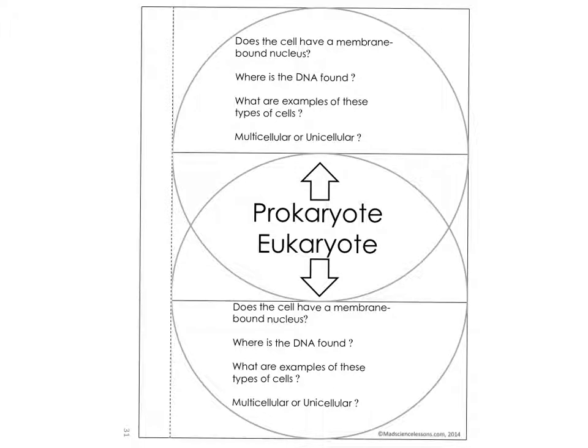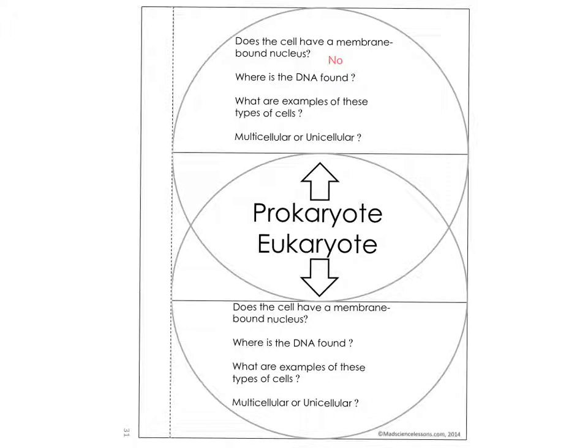Finally, let's answer some questions about prokaryotic and eukaryotic cells. The first question for prokaryotic is asking, does the cell have a membrane-bound nucleus? Now when it says membrane, it means a cell membrane, like a layer of fat molecules that wrap around the nucleus. So does a prokaryotic cell have a membrane-bound nucleus? The answer is no.